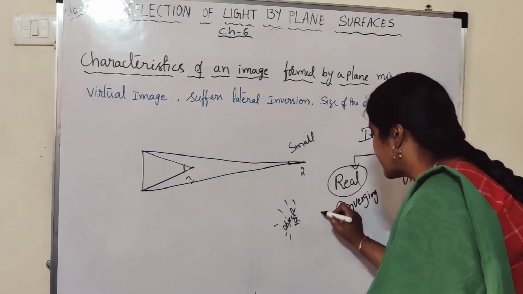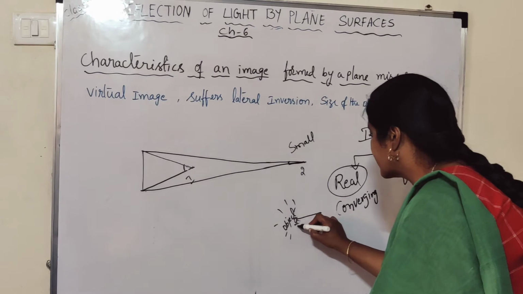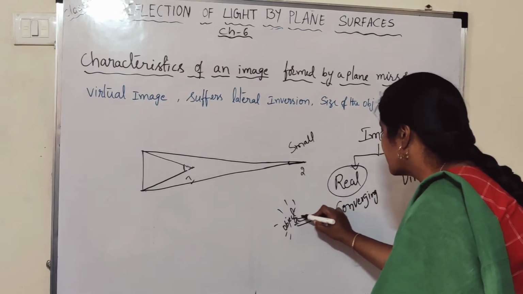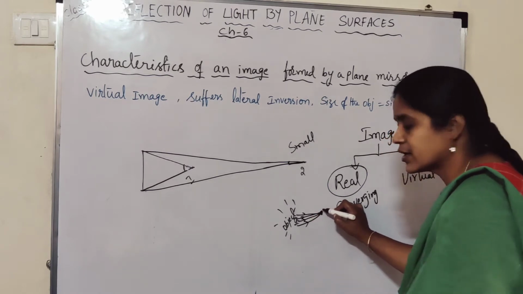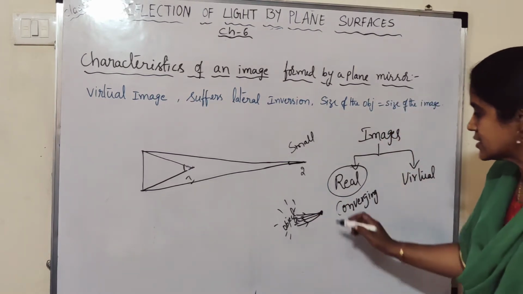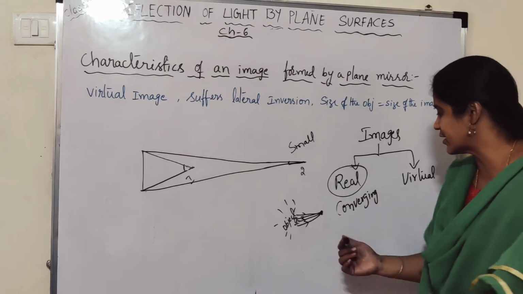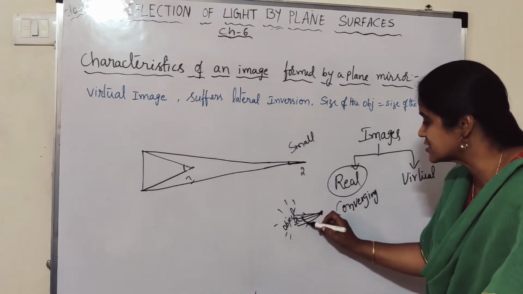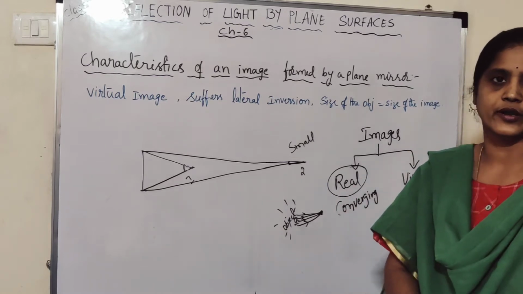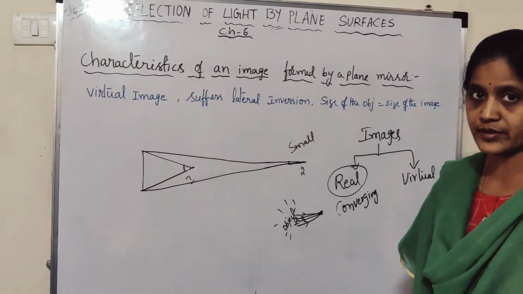From this object, all the reflecting light rays will meet at one point. Due to that, when you place a screen at this place, you can get the image. So here all the rays are converging from the different places and meeting at one point. We call these converging rays.